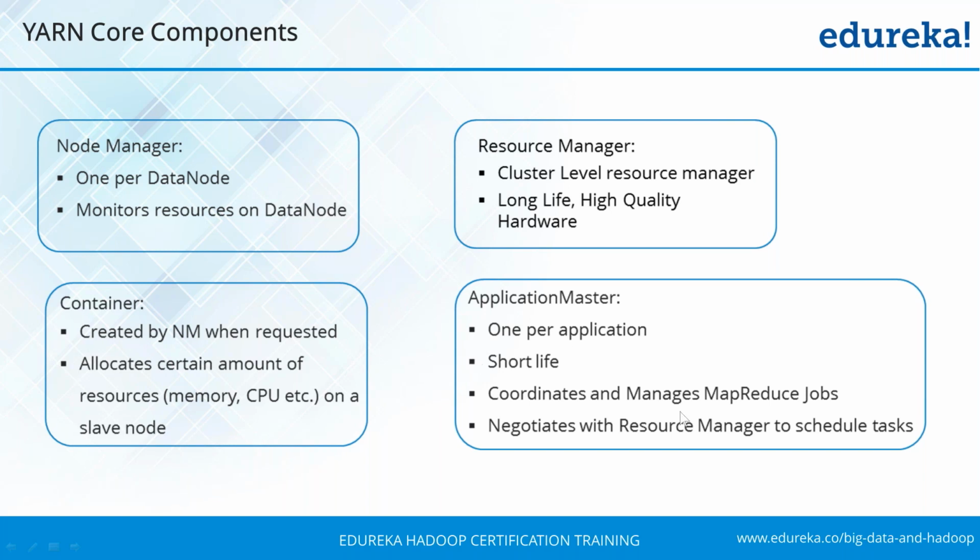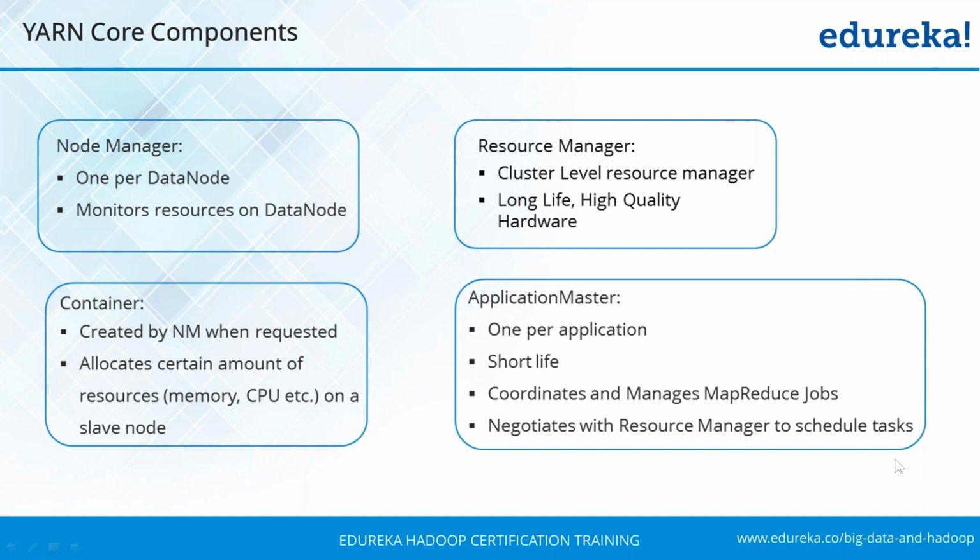And then you have the application master. The application master is one per application. Whenever you submit an application into YARN, it generates an application master which coordinates and manages the MapReduce jobs, and it also negotiates resources with the resource manager to schedule the tasks. So in YARN, the resource management part and the job management part are segregated. Resource management is taken care of by the resource manager and the node manager, and job management is taken care of by the application master and the container.